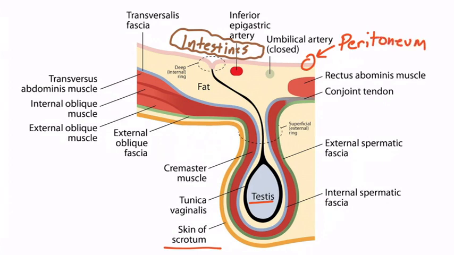We start with the transversalis fascia, then the transversus abdominis muscle, the internal oblique muscle, the external oblique muscle, and finally the external oblique fascia.